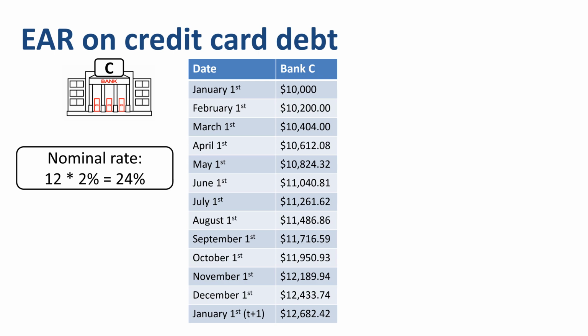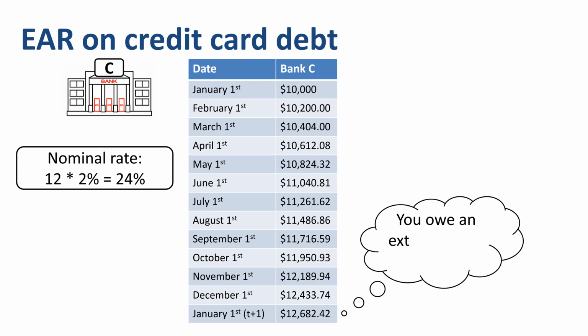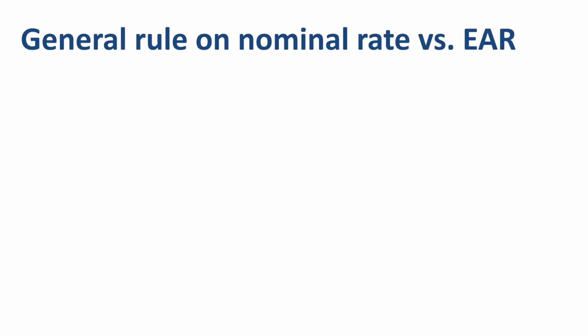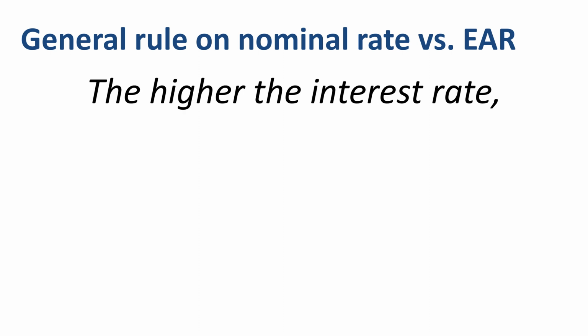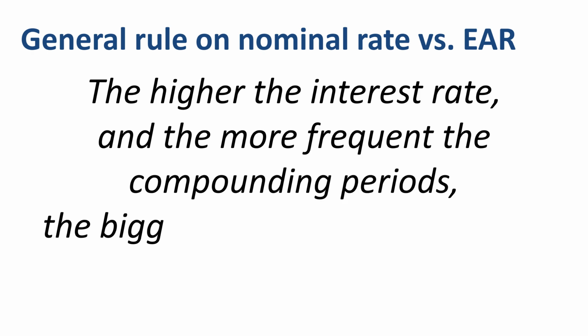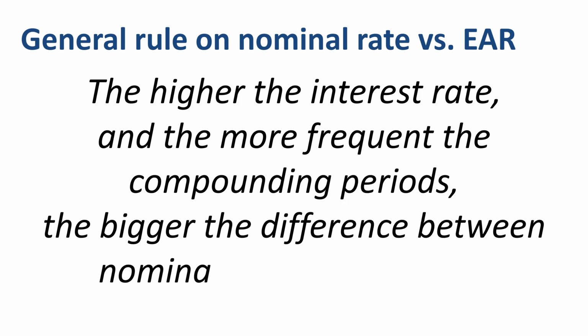If we had used the nominal interest rate of 24% on an annual basis, that balance would have been $12,400. So through the effect of monthly compounding, you owe an extra $282.42 in interest. In other words, while the nominal rate is 24%, the effective rate is 26.8%. Here's a general rule on nominal rate versus effective annual interest rate, or EAR. The higher the interest rate and the more frequent the compounding periods, the bigger the difference between nominal and effective rate.